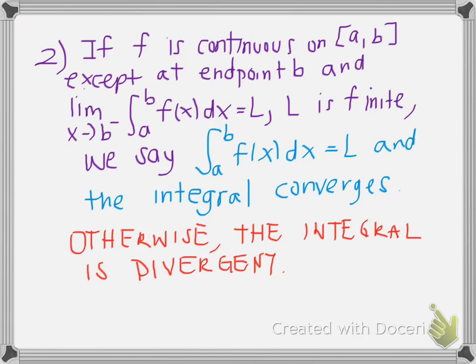And then we have the second definition. If f is continuous on [a, b] except at endpoint b, and the limit as x approaches b from the left of the integral from a to x of f of x dx equals L, where L is finite, then we say that the integral from a to b equals L, and the integral converges. Otherwise, the integral is divergent. Okay, so that's that terminology.